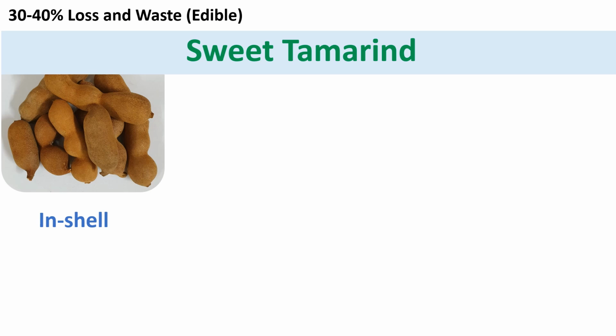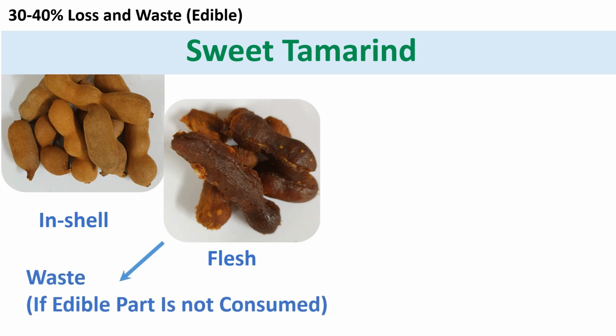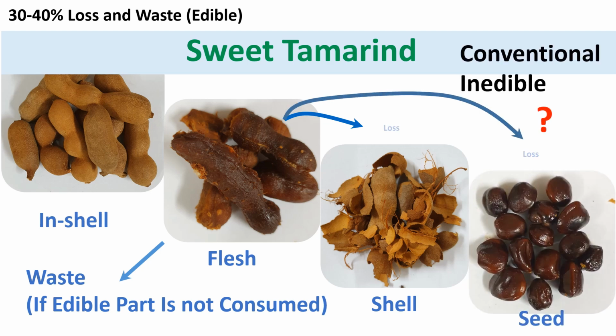Tamarind is grown in a shell with seeds. Flesh is only the conventional edible part. It is a waste if the flesh is not consumed. The shell and the seeds are the conventional inedible parts. These are lost if we are unable to transform them into edible form or other value-added products in the bioeconomy.